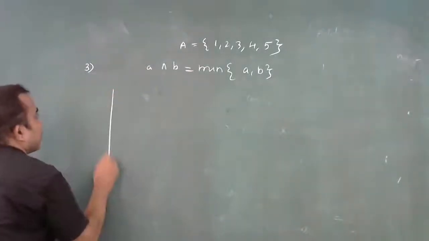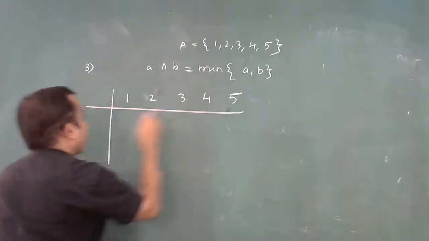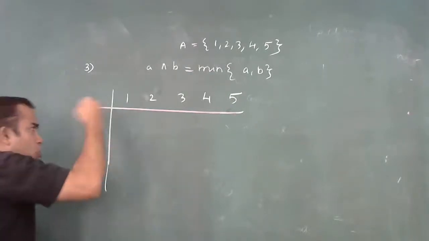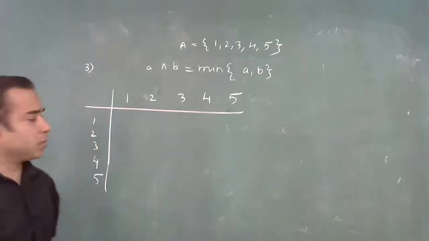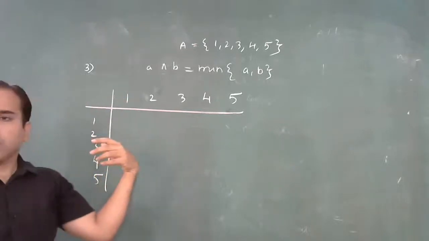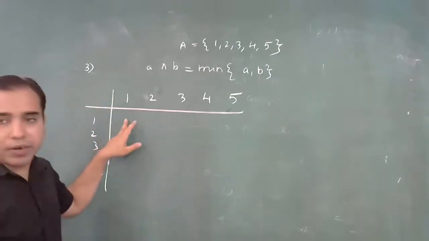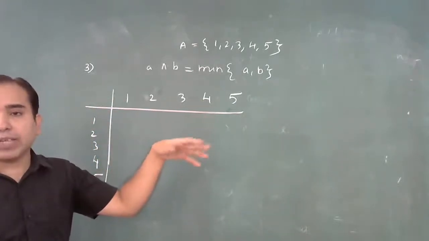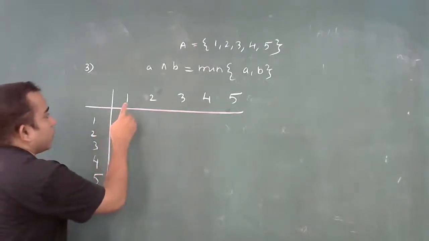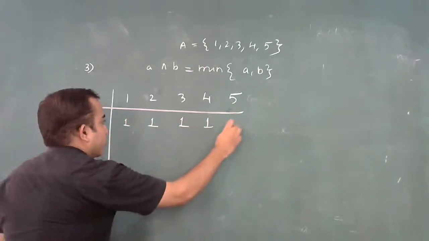And then what you do? You make all combinations. Isn't it? Like 1, 1, 1, 2, 1, 3, 2, 2, 2, 3, 3, 2, etc. And apply this operation and write the resultant number here. Right? And then finally the table that you get is called the operation table. So shall we do 1 and 1 minimum is 1, 1 and 2 minimum is 1, 1 and 3 minimum is 1, etc.